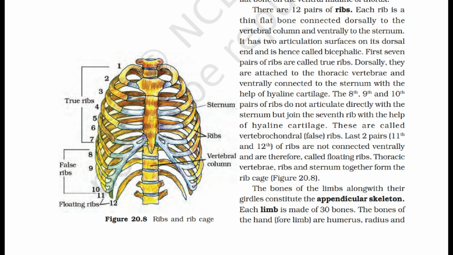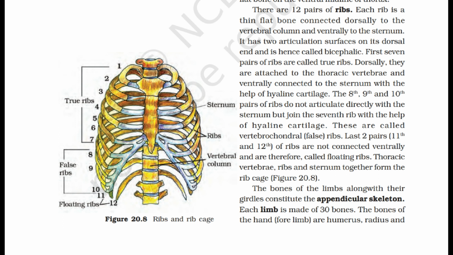Each rib is a thin flat bone connected dorsally to the vertebral column and ventrally to the sternum. It has two articulation surfaces on its dorsal end and is hence called bicephalic. The first 7 pairs of ribs are called true ribs. Dorsally, they are attached to the thoracic vertebrae and ventrally connected to the sternum with the help of hyaline cartilage.